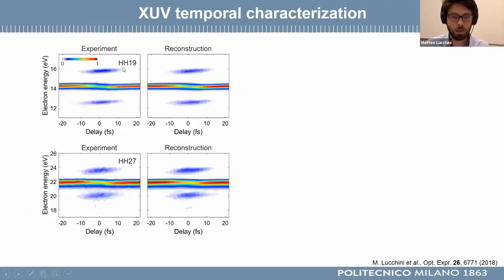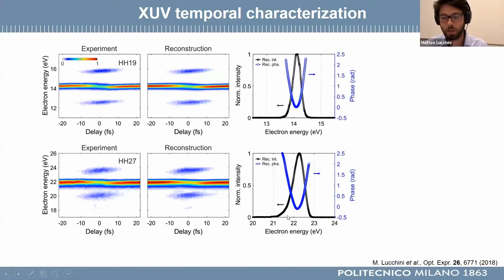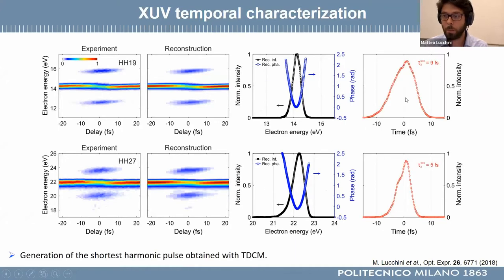this to the experiment. So here I show you two traces for harmonic 19 and 27 measured with our setup and two reconstructions. They agree very well, and from this we can extract the amplitude and phase in spectrum of the XUV radiation, from which we get the time evolution of the XUV, showing that we are able to generate harmonic 19 with 9 femtosecond time duration on the target region, and harmonic 27 with 5 femtosecond time duration, which is, to our knowledge, the shortest harmonic pulse generated with this kind of setup.